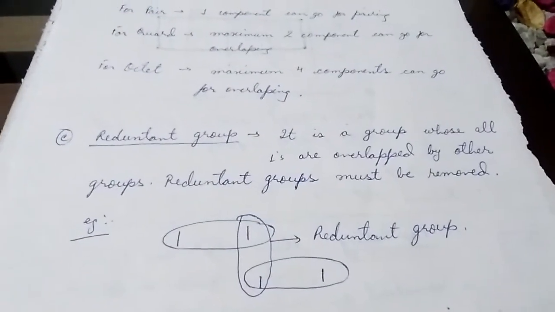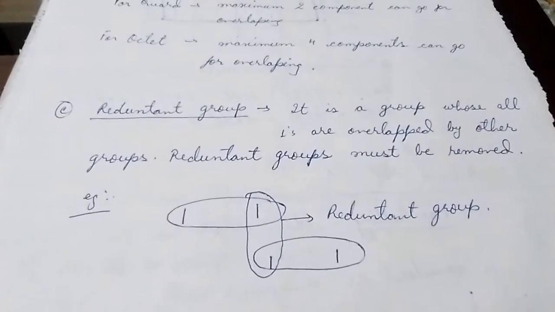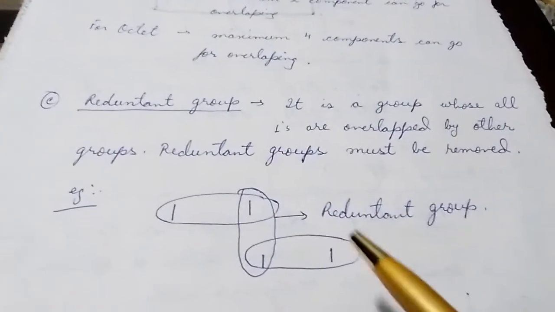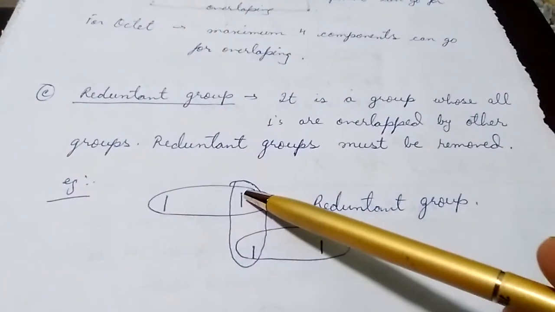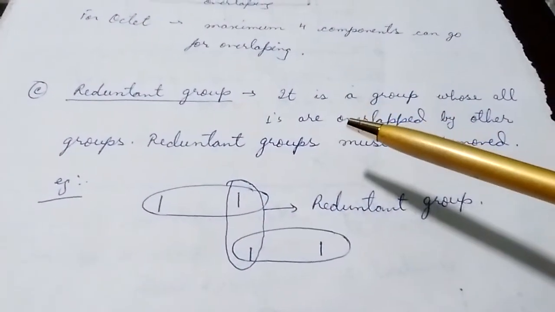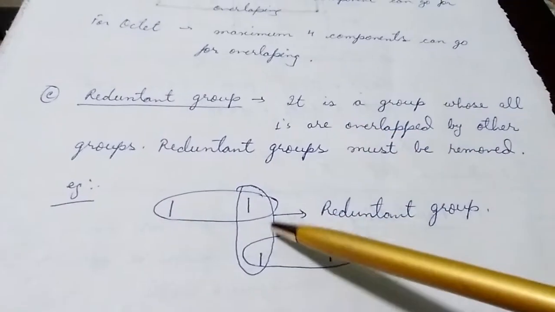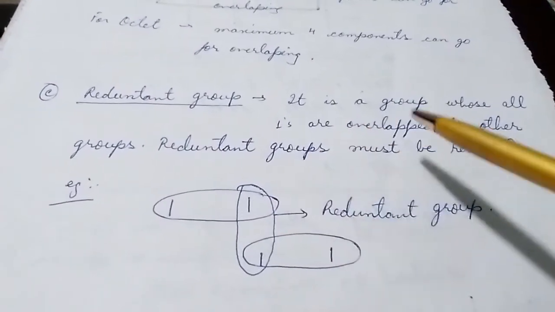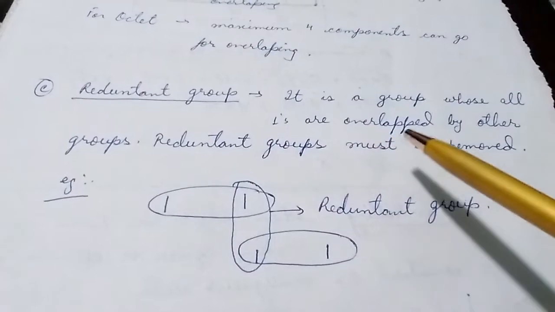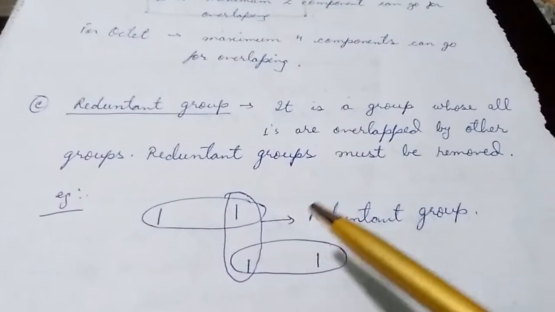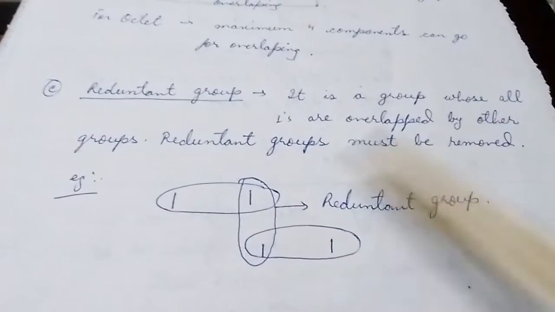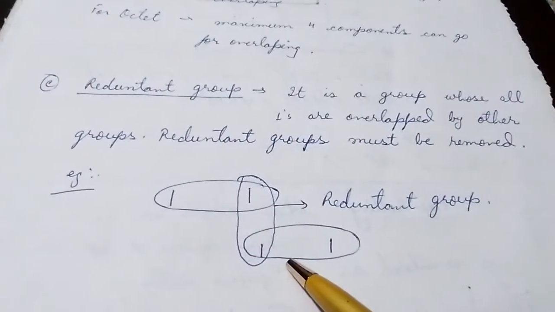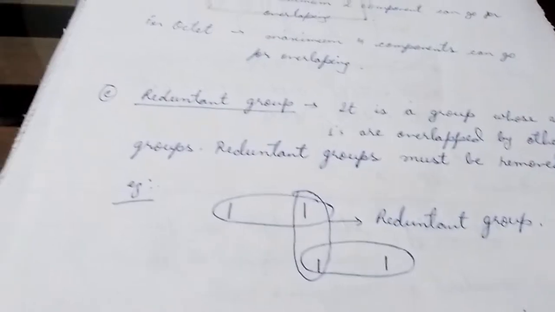And the next is the redundant group. That also I had explained: if it is already in a pair, again we cannot make one more pair where the members are already with some other members. So we see that it is a group where all the ones are overlapped by the other groups. So a redundant group must be removed. This is the redundant group which has to be removed. It is not applicable. This will be wrong.